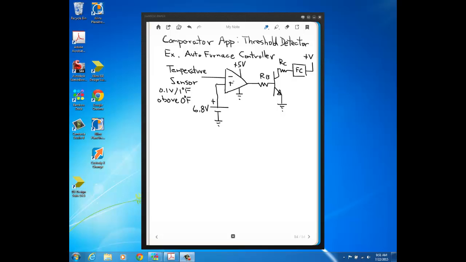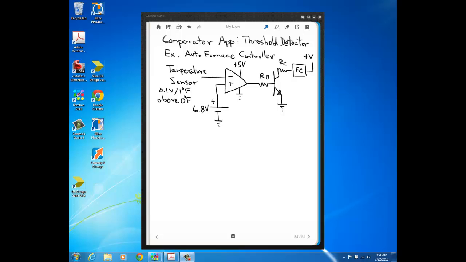So here's the comparator. In the inverting input we have a temperature sensor connected, which is giving us a DC input that will be 0.1 volt per degree Fahrenheit above 0 degrees Fahrenheit. So if it's 1 degree Fahrenheit, we get a tenth of a volt. If it's 10 degrees Fahrenheit, we have 1 volt, 20 degrees Fahrenheit, 2 volts, and so on. Then the output of the comparator goes to the input of a transistor switch circuit.